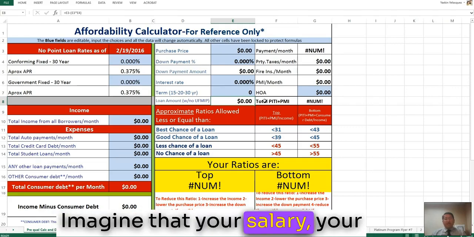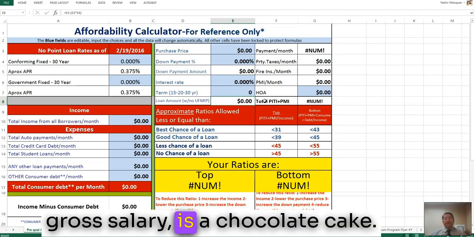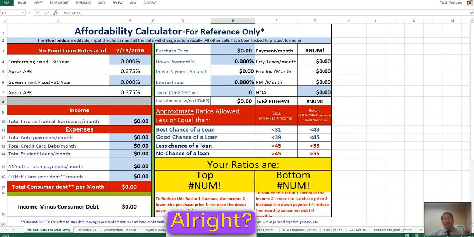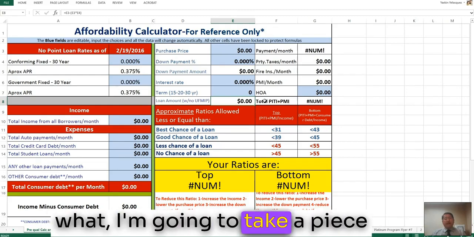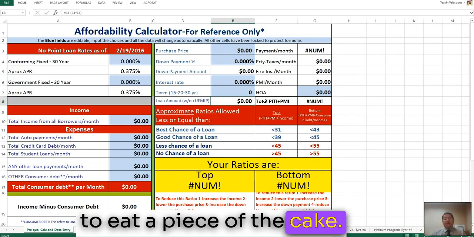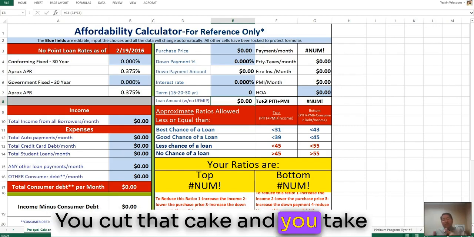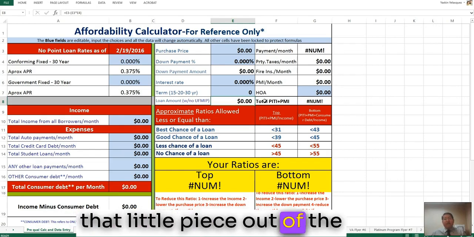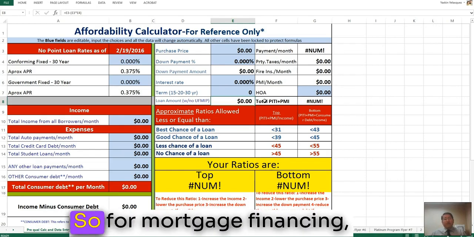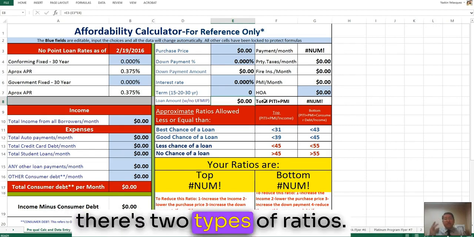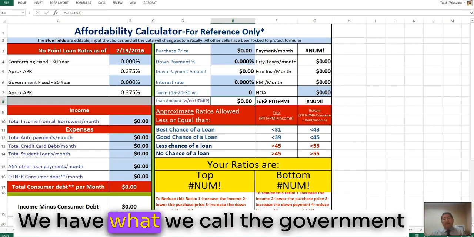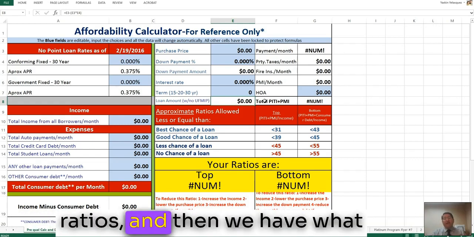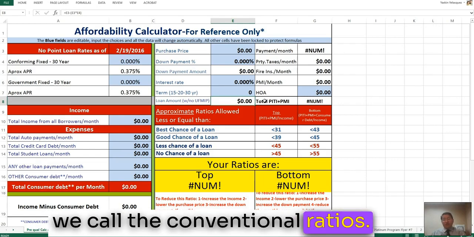Imagine that your gross salary is a chocolate cake, all right? And you say, you know what, I'm going to take a piece of the cake because I'm going to eat a piece of it. You cut that cake and you take a little piece out of it. That's what we call a ratio. So for mortgage financing, there are two types of ratios. We have the government ratios, and then we have the conventional ratios.